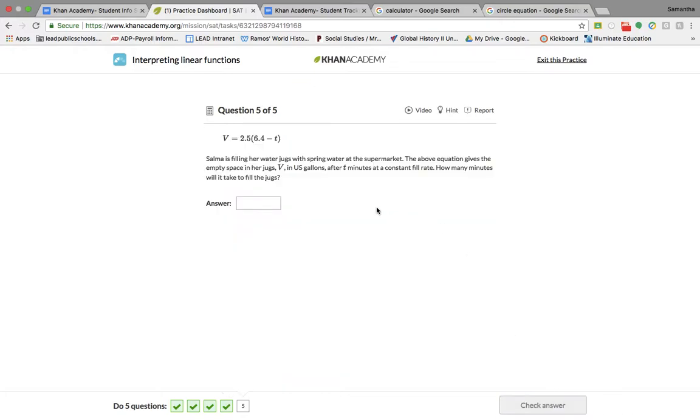Selma is filling her water jugs with spring water at the supermarket. The above equation gives the empty space in her jugs V in US gallons. After T minutes at a constant fill rate, how many minutes will it take to fill the jugs? V in US gallons, T minutes at a constant fill rate.